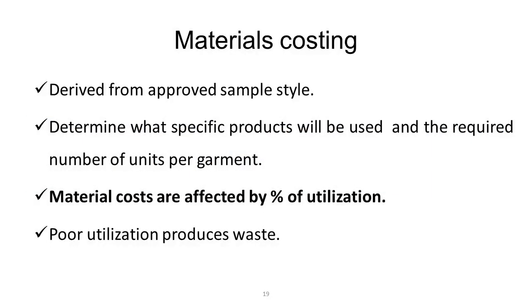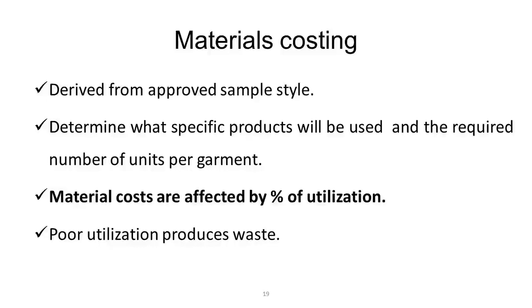So when we're looking at materials costing, which is slide number 19, the first thing that we have to do is look at the approved sample style. If a buyer wants you to make a product in a particular material, the buyer will give you the standard or the cutting of the fabric, or they'll give you an approved sample. So first thing is look at the approved sample style, and from the sample, from the garment, determine what specific products will be used and the required number of units per garment.